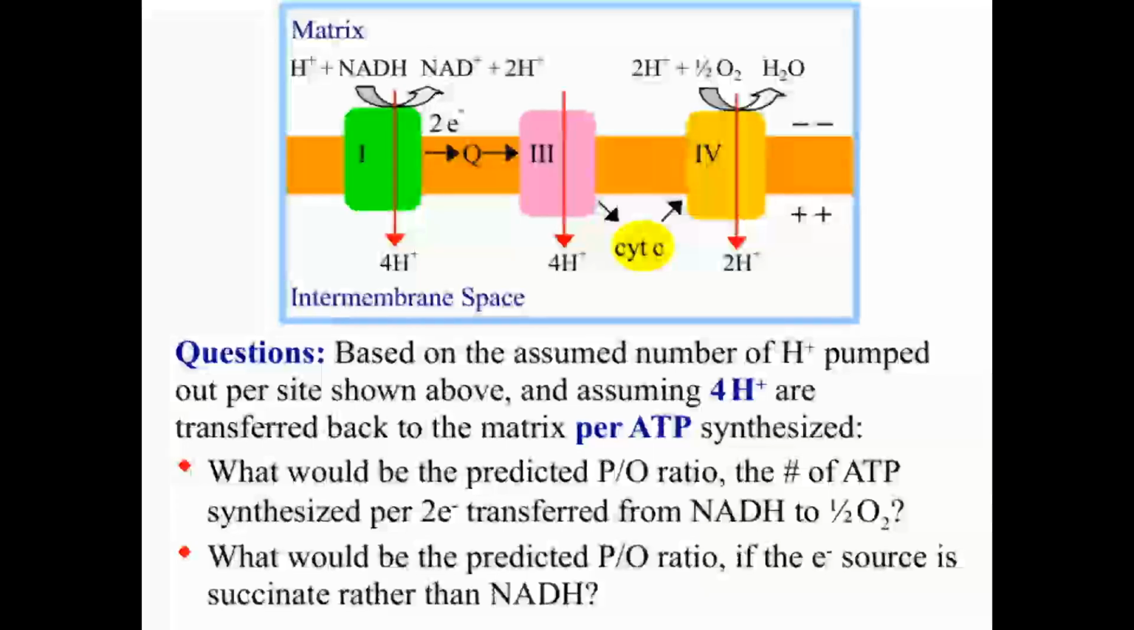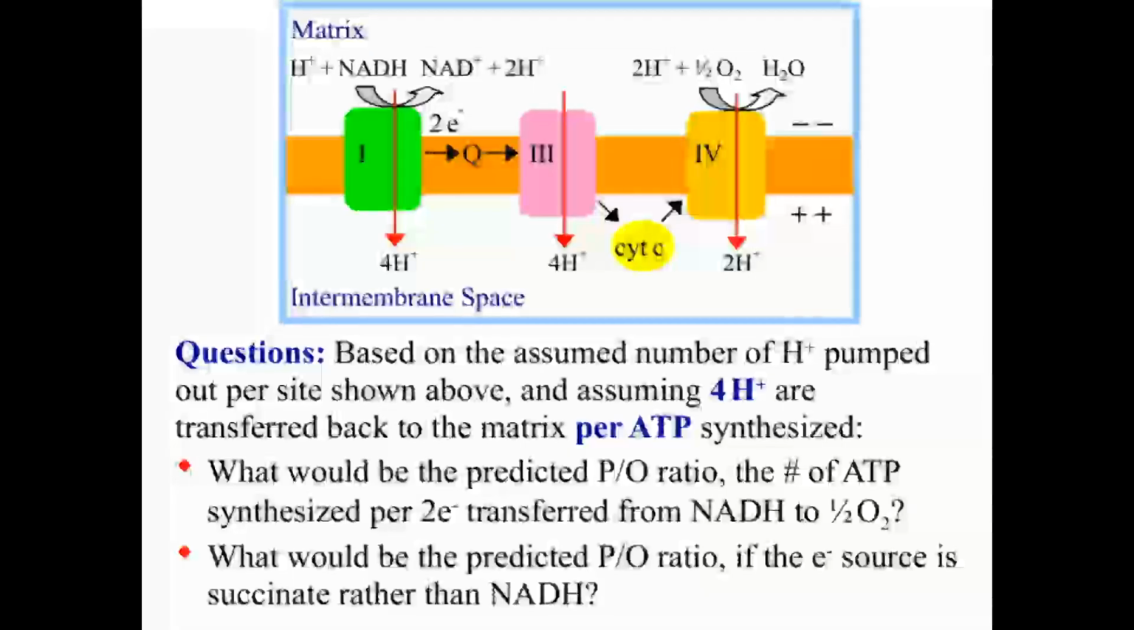Next, let's think about how this ratio might change if the electron donor is not NADH, but instead succinate. Since succinate donates electrons through a different complex, it bypasses some of the earlier complexes in the chain, which can alter the number of H+ ions pumped, and consequently, the P/O ratio. Understanding these differences is crucial, because it highlights how the source of electrons influences mitochondrial efficiency and ATP production, tying back into our overall theme of bioenergetics and cellular energy management.